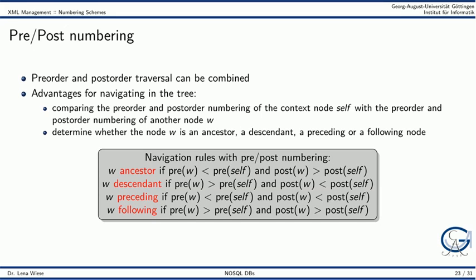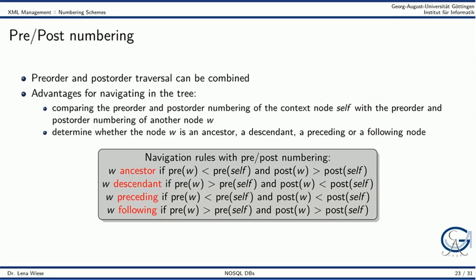When navigating the tree, we can compare the context node self with another node W. We compare both the pre-order and the post-order numbering of the self node and W. With the help of both pre- and post-order numbering, we can more easily decide whether W is an ancestor, a descendant, a preceding, or a following node of the self node. There are the following navigation rules with pre- and post-order numbering.